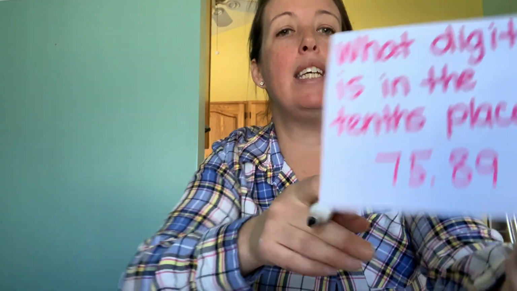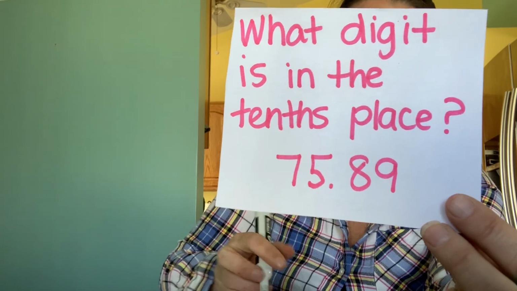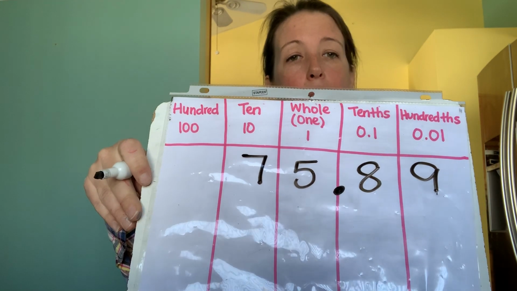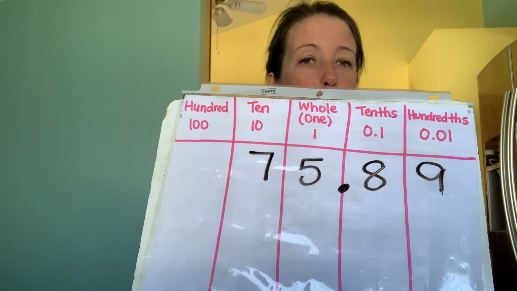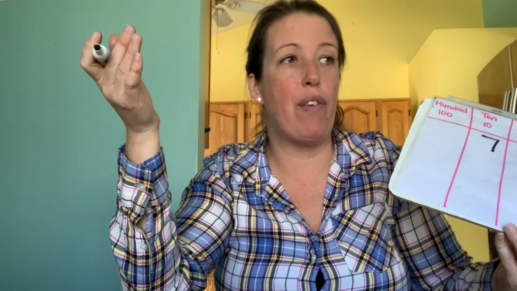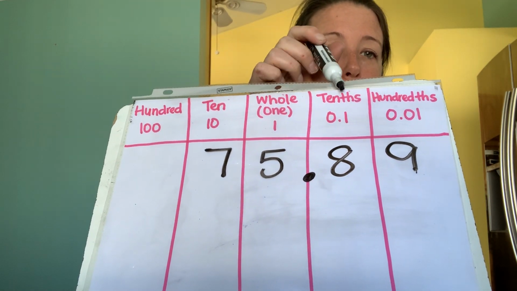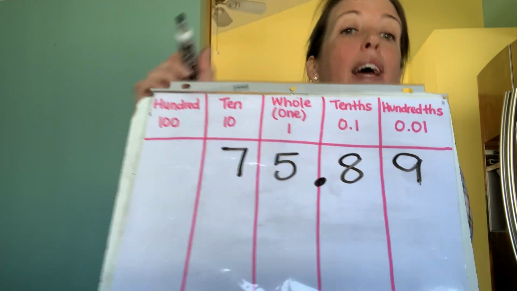what digit is in the tenths place? So I'm going to copy this onto my place value chart. 75.89, or I read that, we'll get better at reading these, but I read that as 75 and 89 hundredths. And it wants to know which digit, so my answer has to be either 0, 1, 2, 3, 4, 5, 6, 7, 8, or 9, is in the tenths place. I'm going over to the tenths place. What digit is this? 8. So my answer, 8.